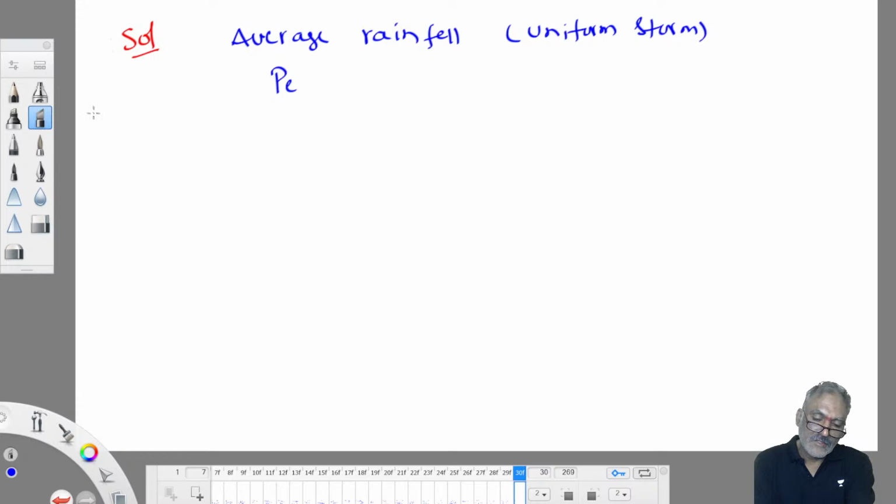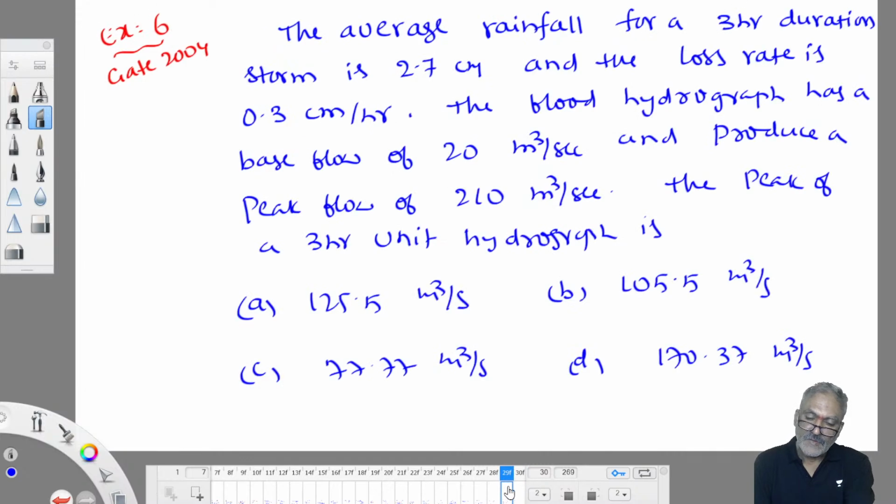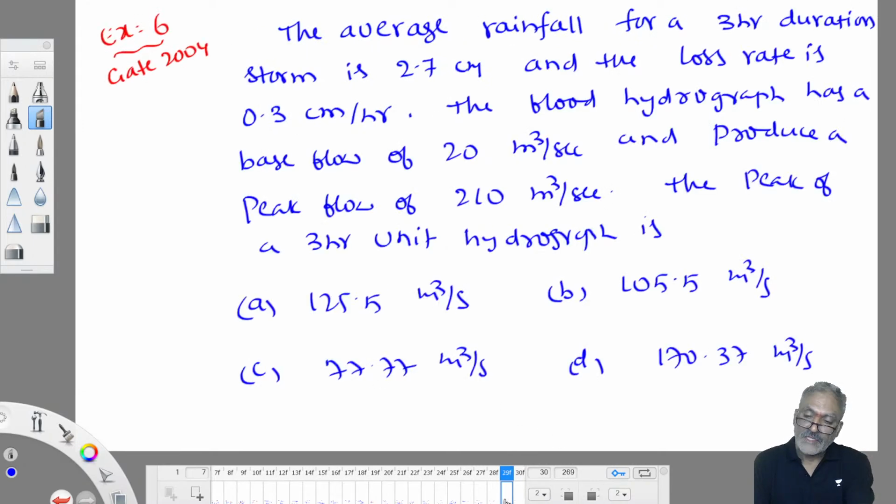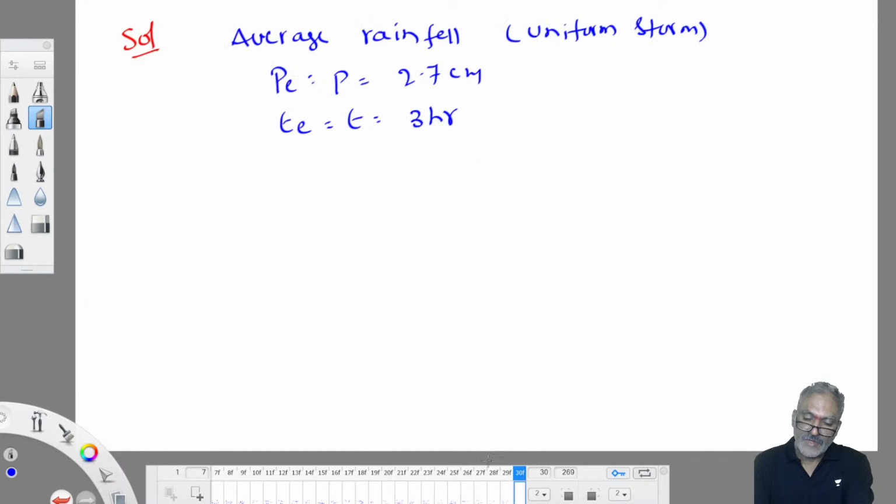P is equal to how much is given? 2.7 centimeter. Duration of storm is T, which is 3 hours. And what is given? Loss rate. Loss rate means infiltration rate. Storm loss rate is nothing but the phi index. This is given as 0.3 centimeter per hour.